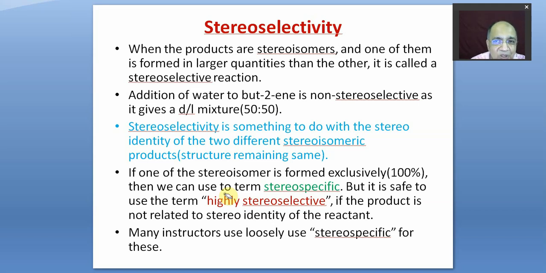When the products are stereoisomers and one of them is formed in larger quantities than the other, it is called a stereoselective reaction. Addition of water to butene in presence of acid is non-stereoselective, because you get a 50-50 mixture of D and L. You get the two enantiomers, no doubt, but no predominance of one over the other. Therefore, if it is 50-50, even if they are stereoisomers, that reaction is not stereoselective. It is non-stereoselective.